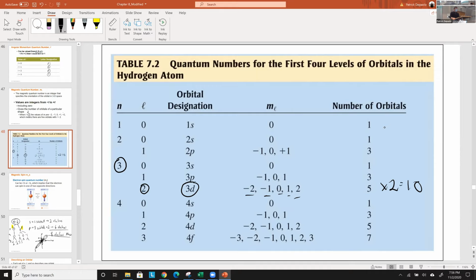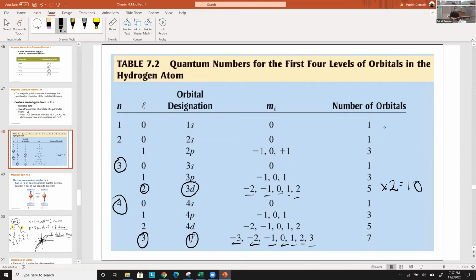So next, when you go to n equals 4, you have l equals 0, which is s, l equals 1, which is p, l equals 2, which is d, l equals 3 now. 3 represents f. So in f, that's l equals 3, you can have the possible ml values as -3, -2, -1, 0, 1, 2, 3.